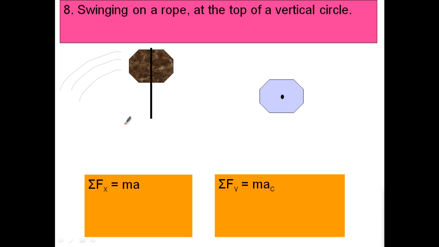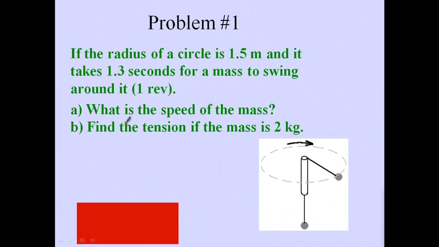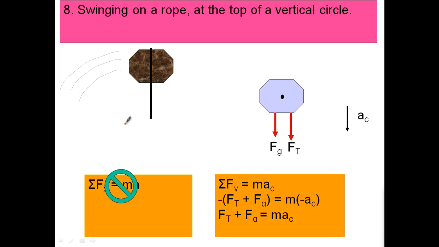Same kind of concept, except this time it's at the very top. In this case, our gravity goes down and our tension force goes down. So our centripetal force goes down. Acceleration is all down. No x movement, so we get rid of all the x direction stuff. And we're just left with all this. So our tension force and our gravity force are supplying the centripetal force in this case.